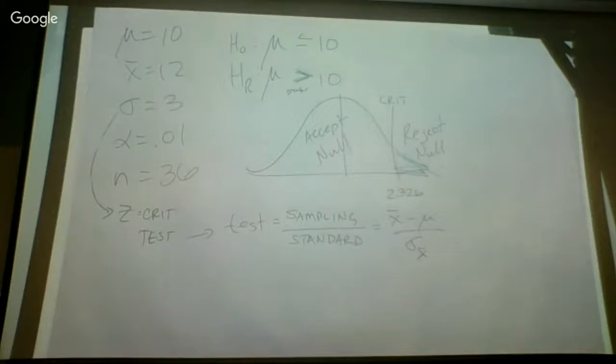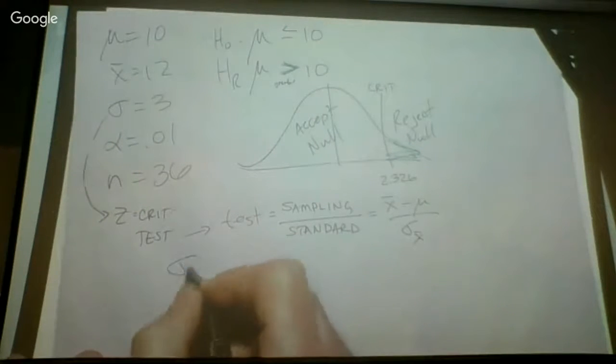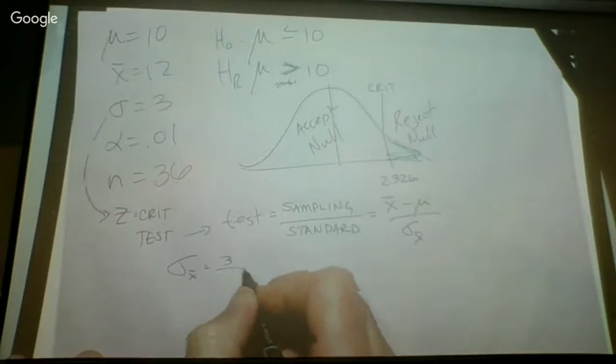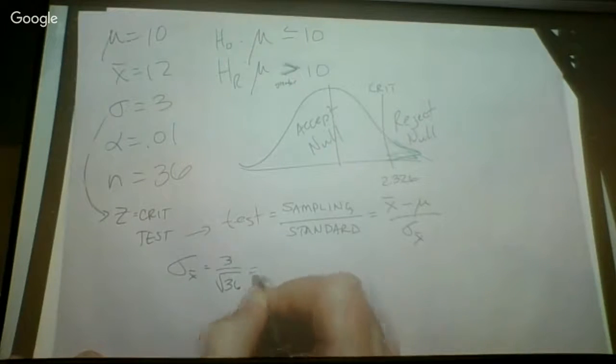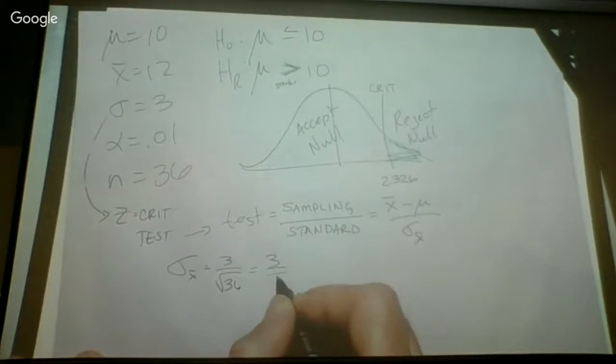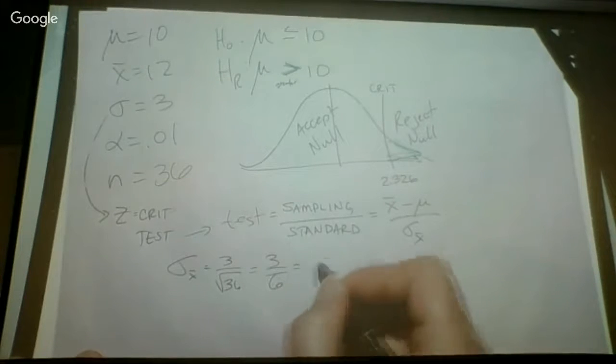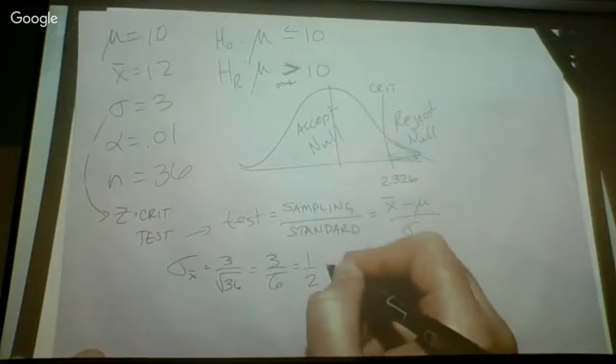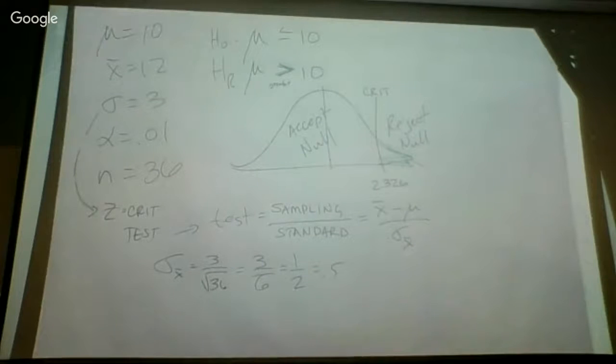There's a two-part formula. Bill? Is it sigma over square root of n? Yes, sir. Sigma over square root of n. Sigma is 3. Square root of 36 is n. That looks like 3 over square root of 36, which is 6. Don't make me get a calculator out to tell you this is 0.5. I don't have a calculator today.